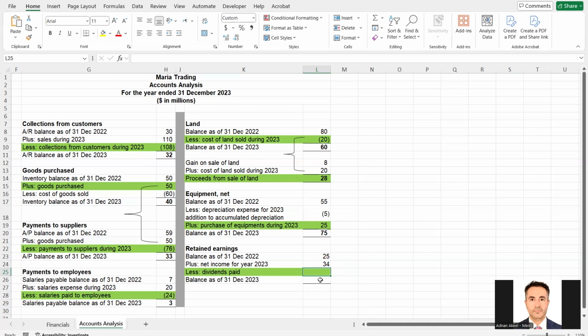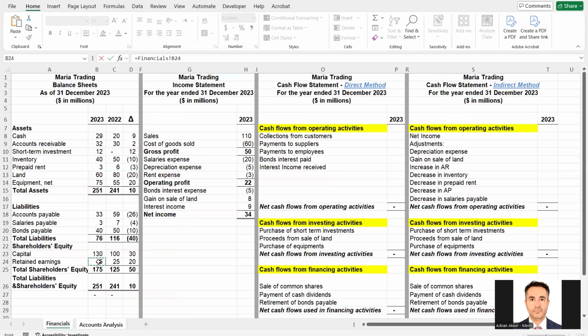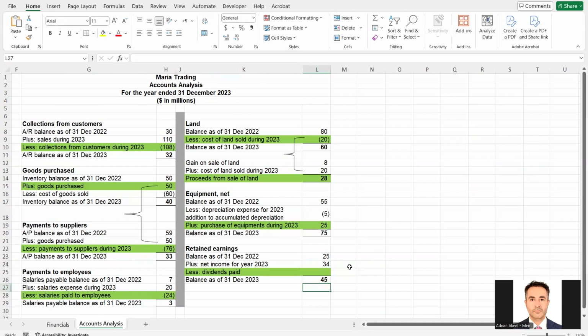So now what is my ending balance for retained earnings? From the balance sheet, the ending balance is coming to 45. Now, what is the logic here? If I add my opening balance plus my profit, my ending balance should be 59, assuming I did not pay any dividends. But in reality, it is not 59, it is 45. Hence, the difference represented by 14 is the actual dividends paid to the shareholders during the period.